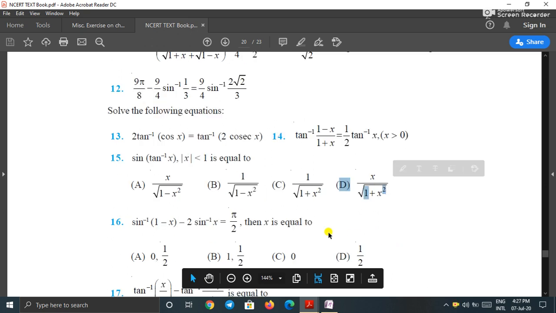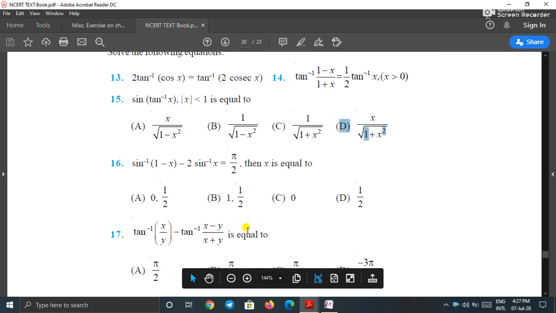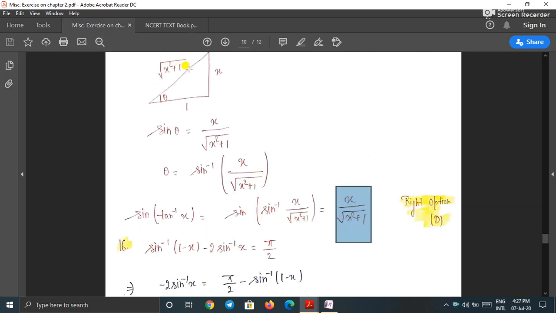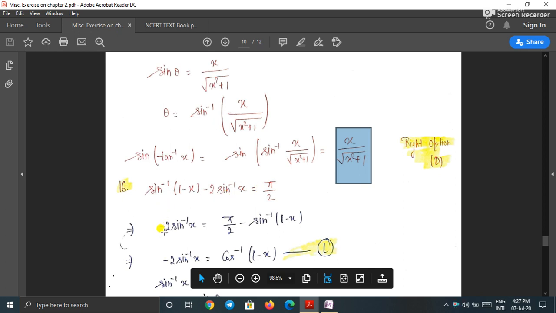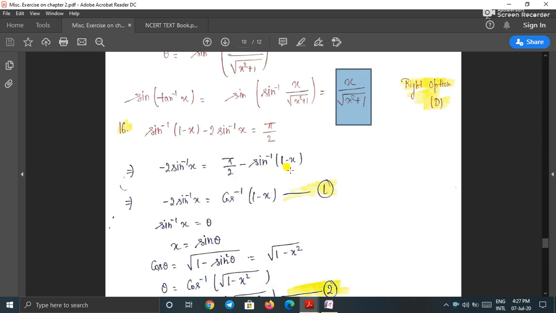Now let us see the next problem. Sine inverse (1 minus x) minus 2 sine inverse x is equal to pi by 2. We have to find the value of x. So let us see. Take sine inverse (1 minus x) to the right side. Pi by 2 minus sine inverse x is equal to cos inverse x. Here we have 1 minus x in place of x.